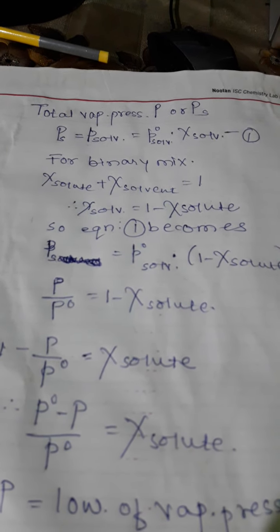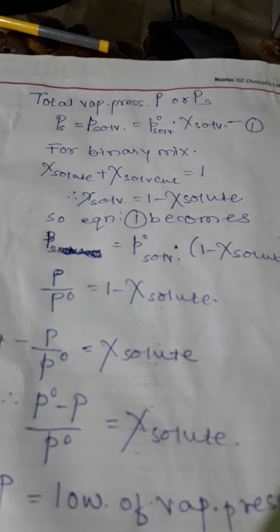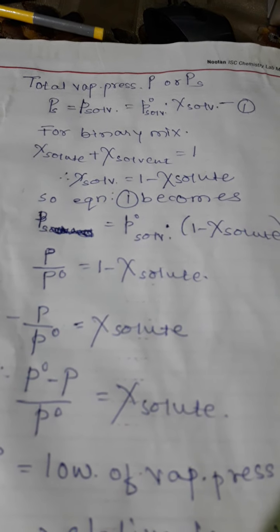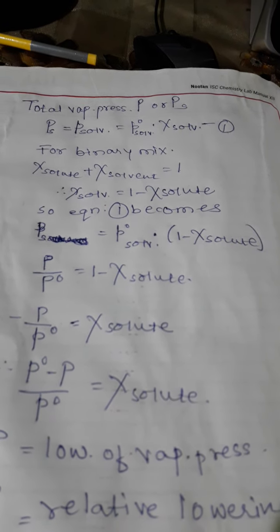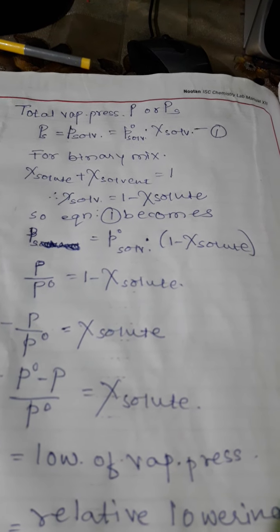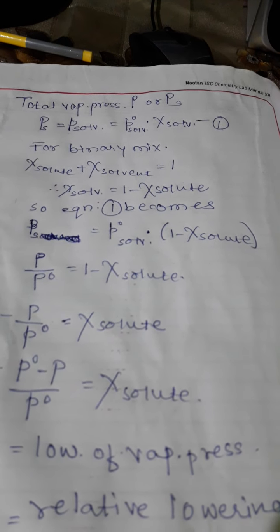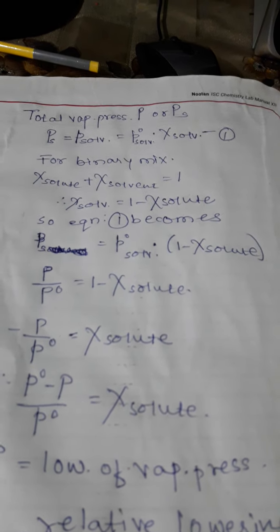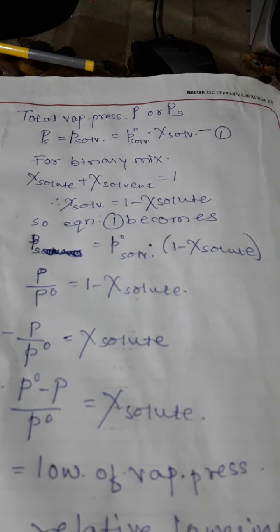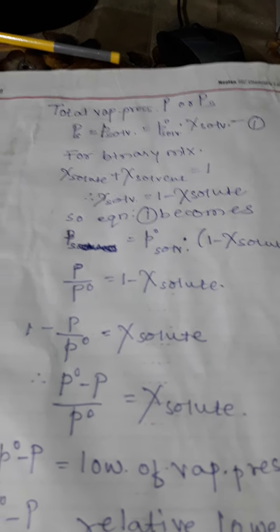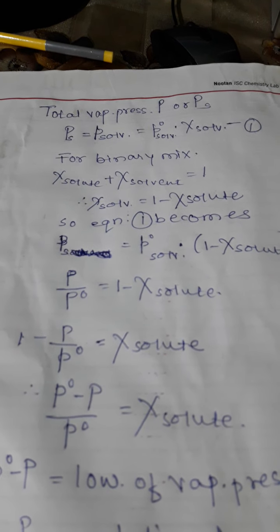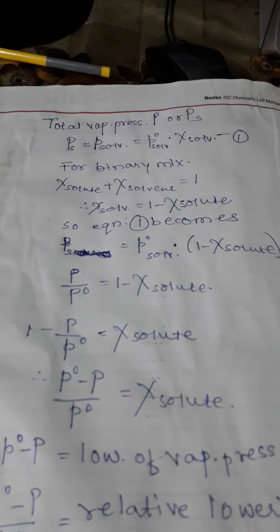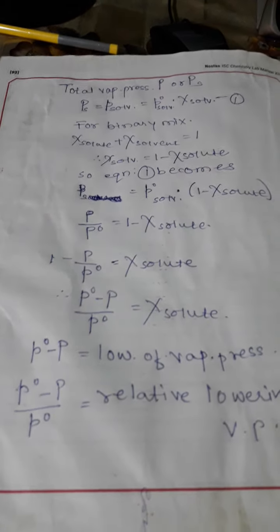So, for a binary mixture, the sum of the mole fractions of solute and solvent is always 1. Therefore, the mole fraction of solvent, psi solvent, is equal to 1 minus psi solute. So, equation 1 becomes P is equal to P naught solvent into 1 minus psi of solute. You can use PS or simply use capital P. Therefore, P upon P naught is equal to 1 minus psi of solute. 1 minus P upon P naught is equal to psi of solute. Therefore, P naught minus P upon P naught is equal to psi of solute.